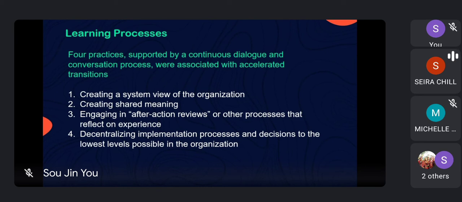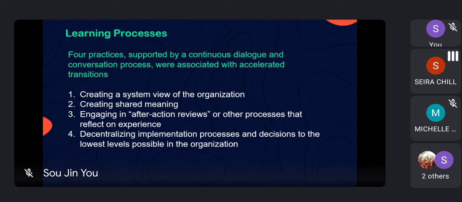Second one is creating shared meaning. So, sa pamamagitan ng paggawa ng common ways of viewing the change, work customers, and new organization, people will develop a shared view of the new reality. The third one, engaging in after-action reviews or other processes that reflect on experience. So in this activity, initial attempts to try out new activities, process, or behaviors are assessed and reviewed.